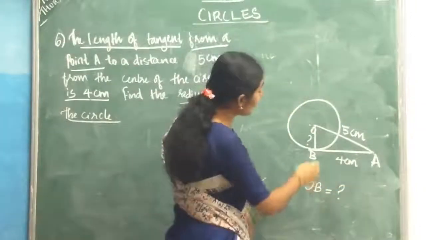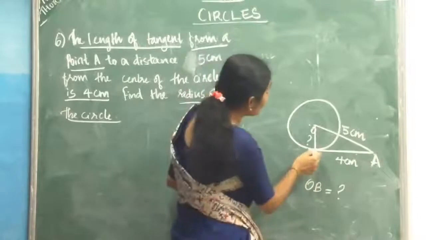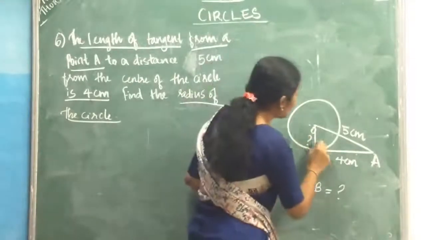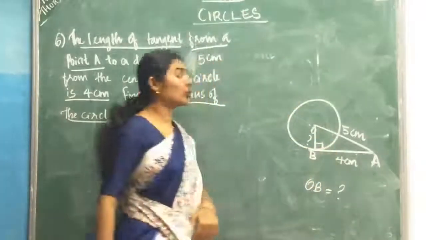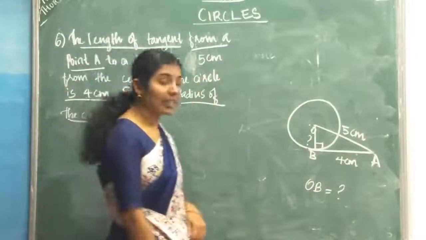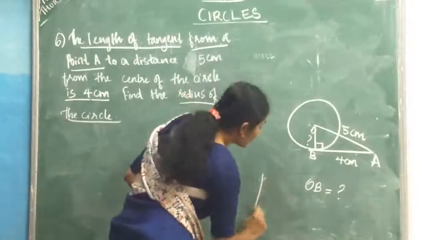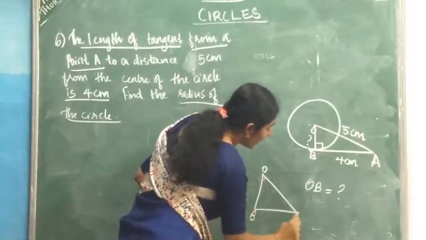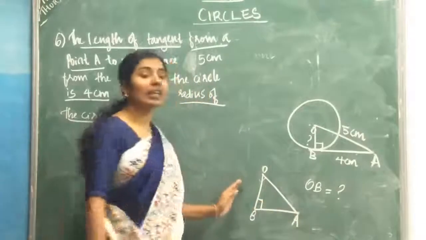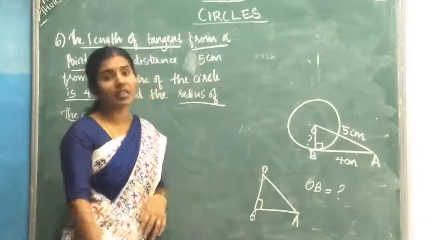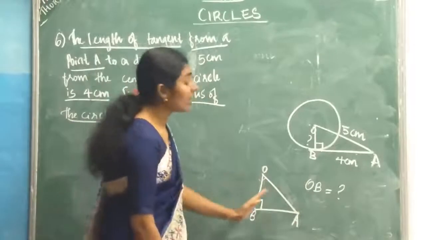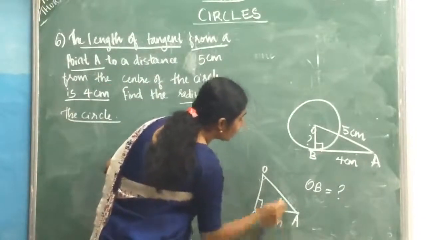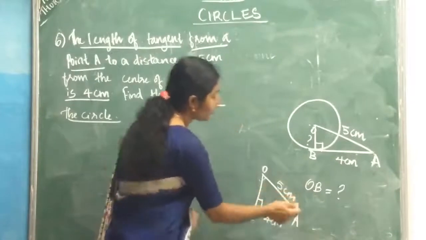You know B is the point of contact. OB is drawn through this point of contact. So by using the theorem, what can you say? Tangent is perpendicular to radius. So when you consider this triangle OBA, you will get this triangle is a right angle triangle, isn't it? So this measurement is 4 centimeter. This one is 5 centimeter.